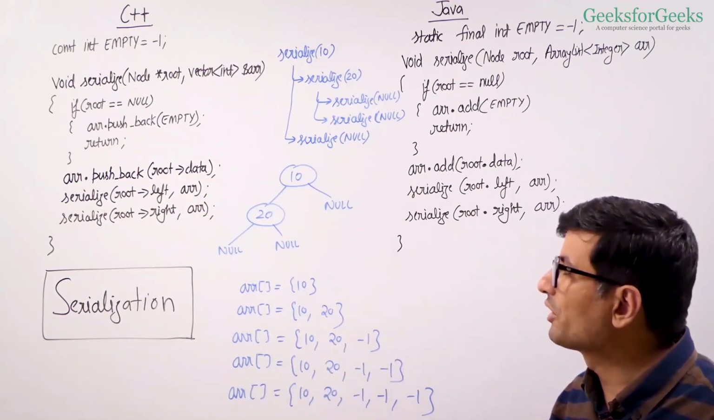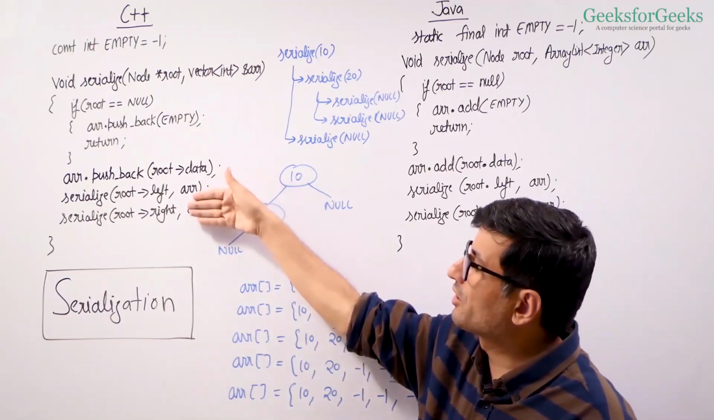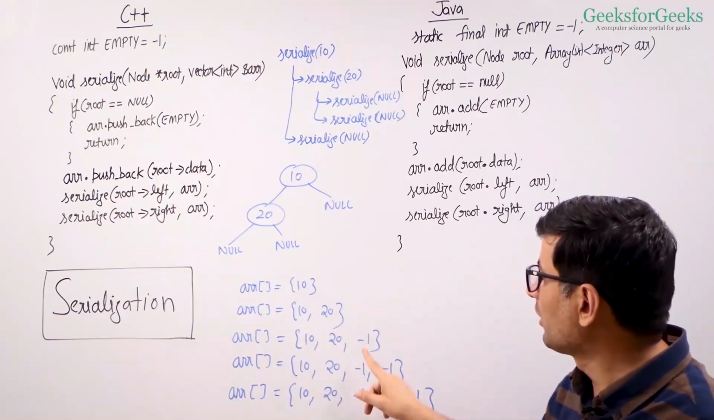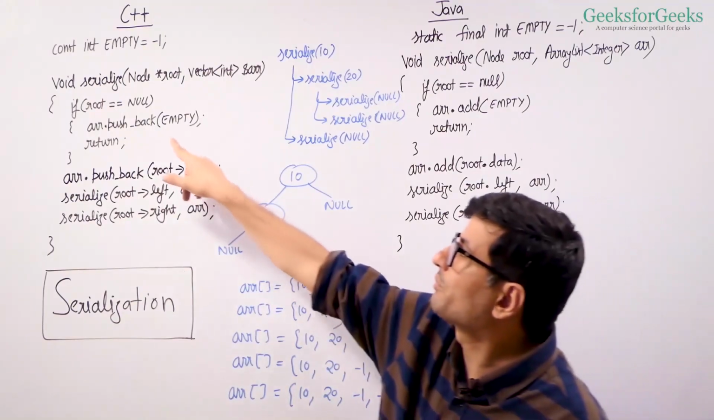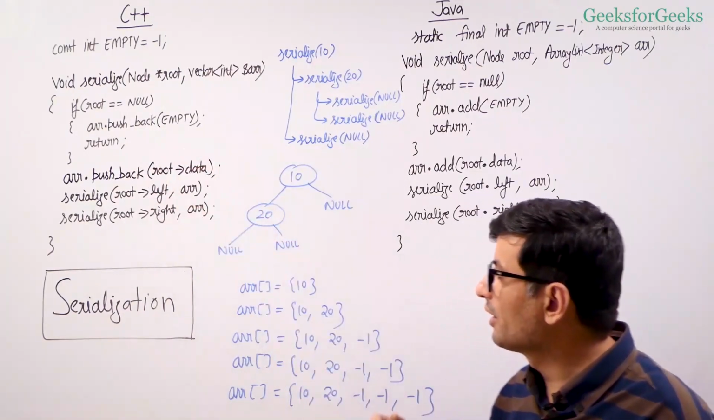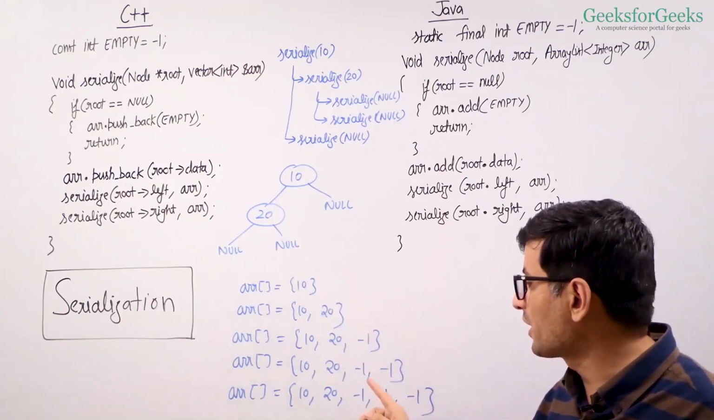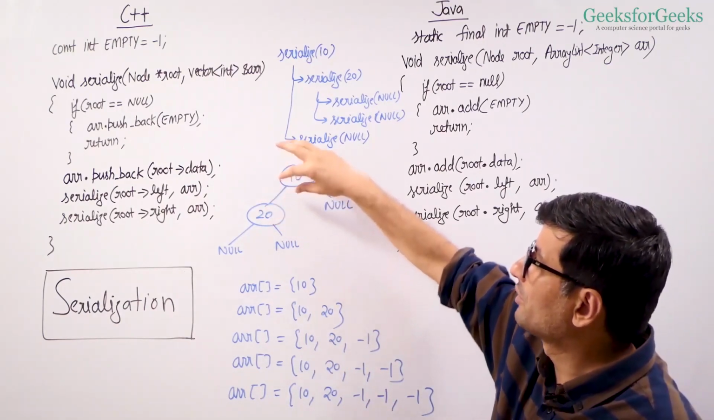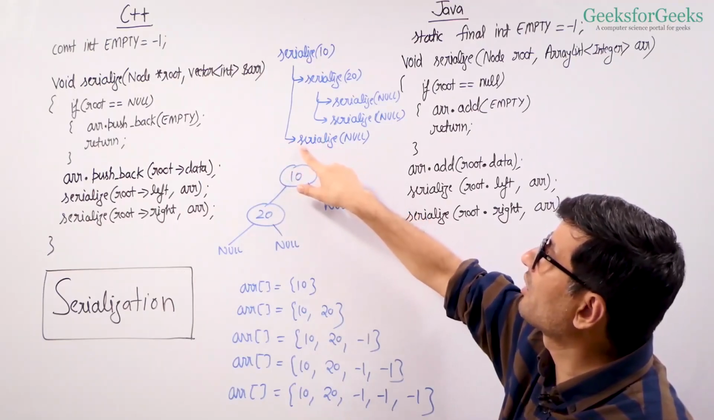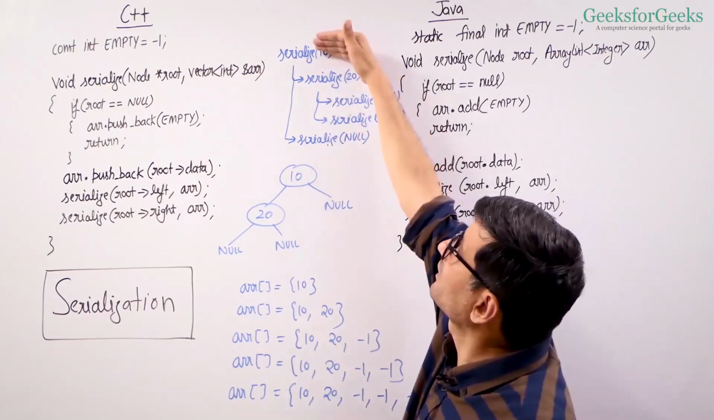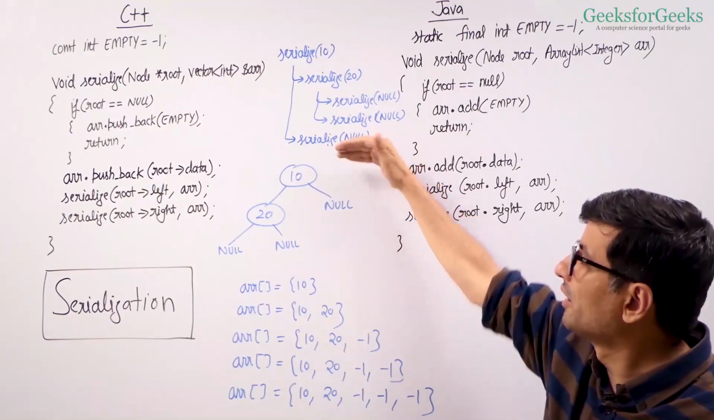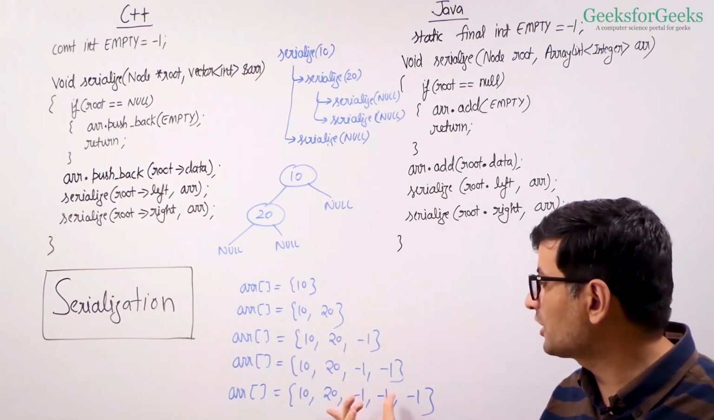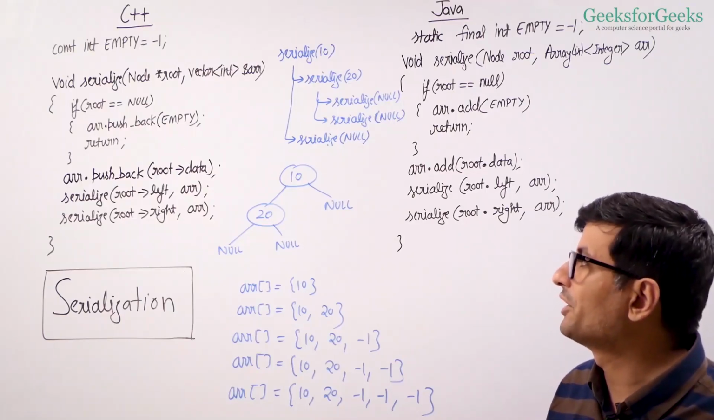Now when your 20 call is over, you will call for left and right children of 20, which means you will call for null. When you call for this null, you will add a -1. You will come to this part and add a -1. Then you will call for this null and add one more -1. Then this 20's call is over. This call will get the control back and it will call for null, right? This call gets the control back and it calls for null. When it calls for null, you add one more -1. So this is your serialized version of this binary tree.